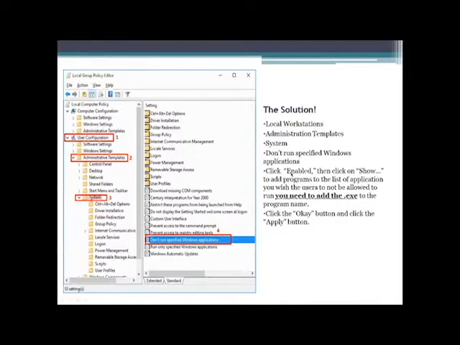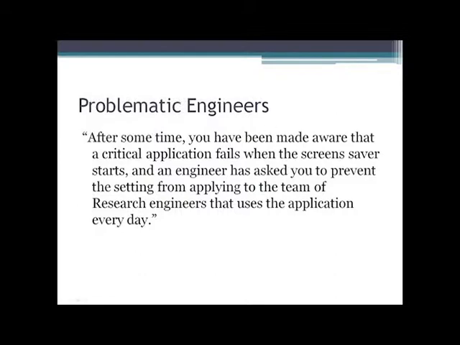After that, you're going to click enabled, then click the show with the 3 dots. Then you're going to add the programs to the list. However, you are going to need to add .exe to the program name so that the computer understands that these programs are the ones that you are not allowed to run. Then you click OK and apply, and you are done with the second issue. Simple, right? For the third, you have the problematic engineers.